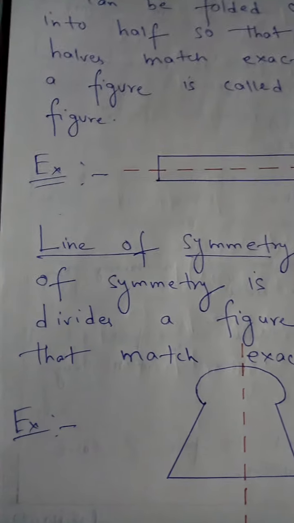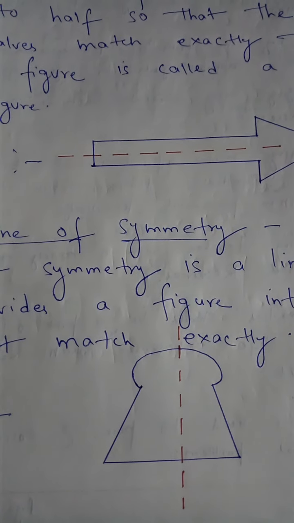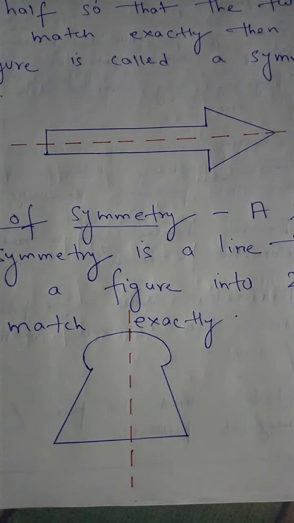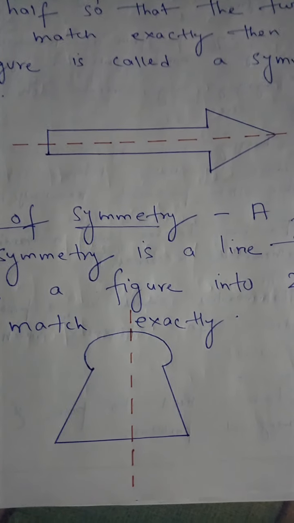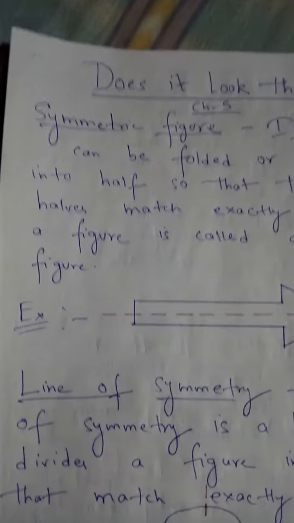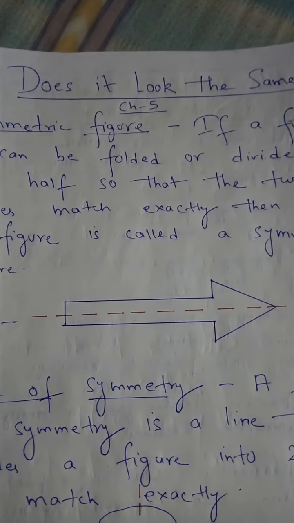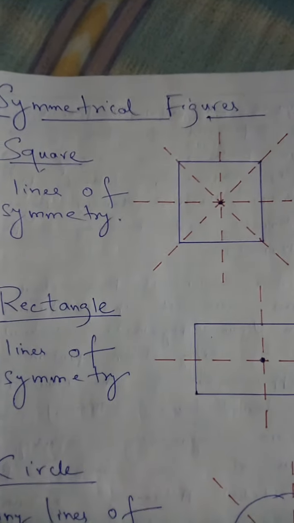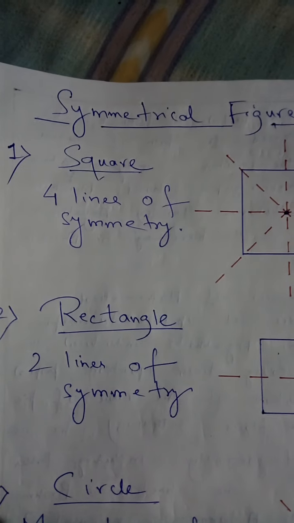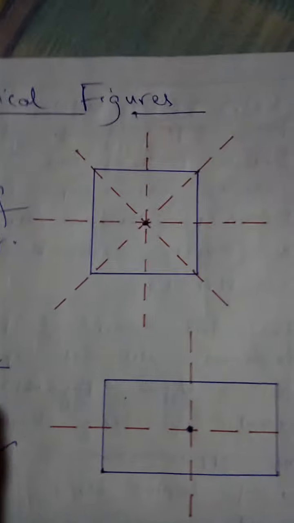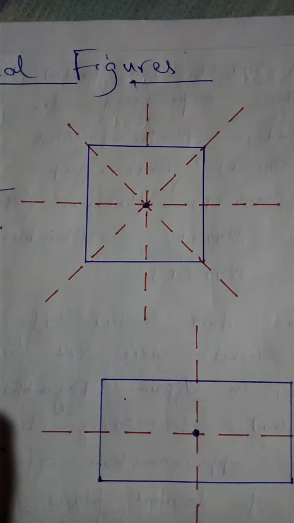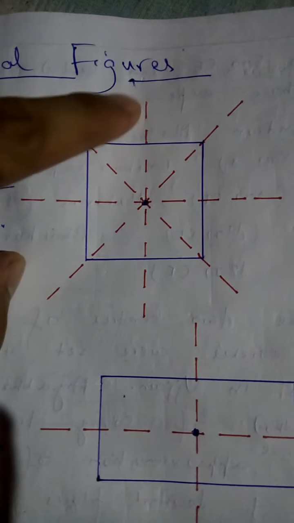So let's start. These are some of the symmetrical figures that I have drawn. First one is a square. As you can see, it is a square, and here how many lines of symmetry are there? 4. This one 1, then this one 2, this one 3, and this one 4. Okay, so square has 4 lines of symmetry. So I've written here 4 lines of symmetry.